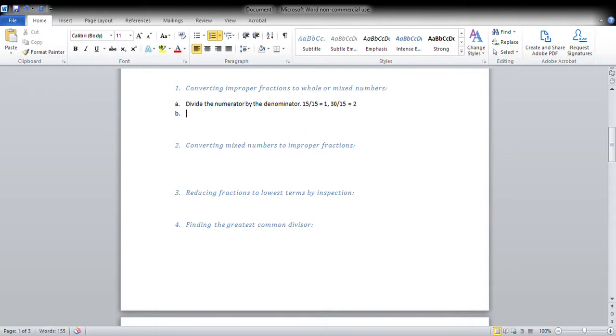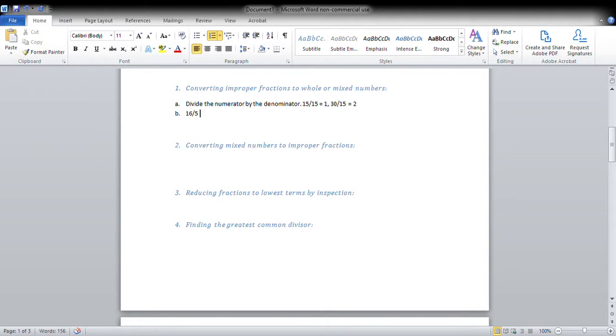So what if it's not neat and clean like that, and it's not a whole number? It ends up being a mixed number. That's okay. Let's use the example in the book or in the lecture so that you can go back to it more easily if you need to. So let's say that we have 16 over 5.